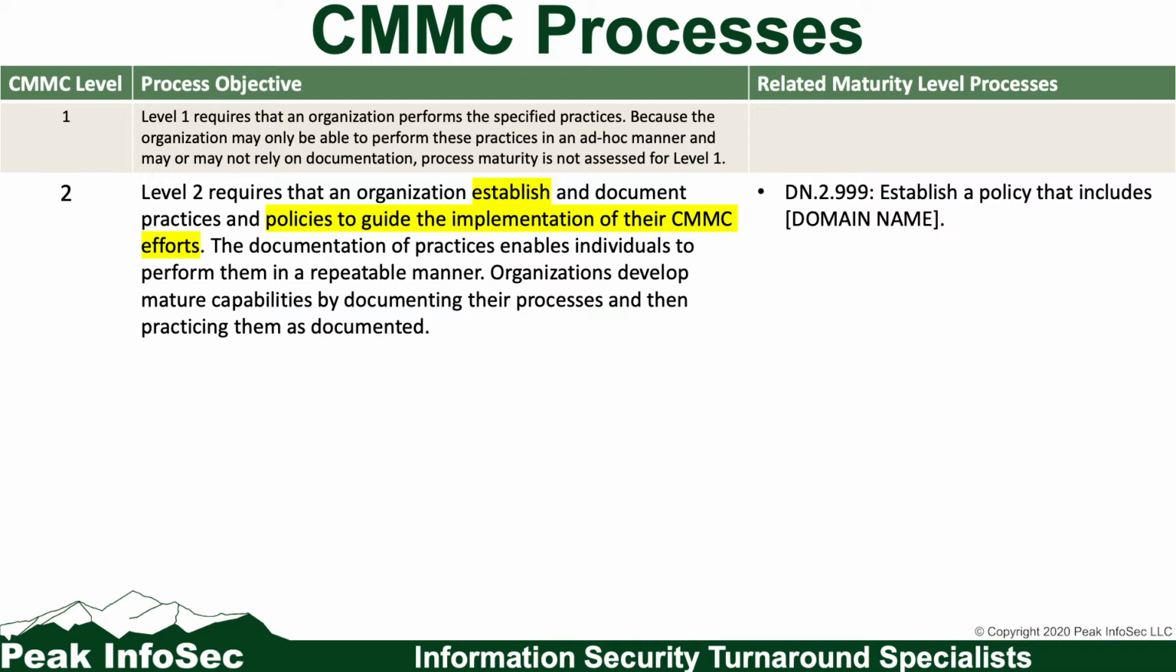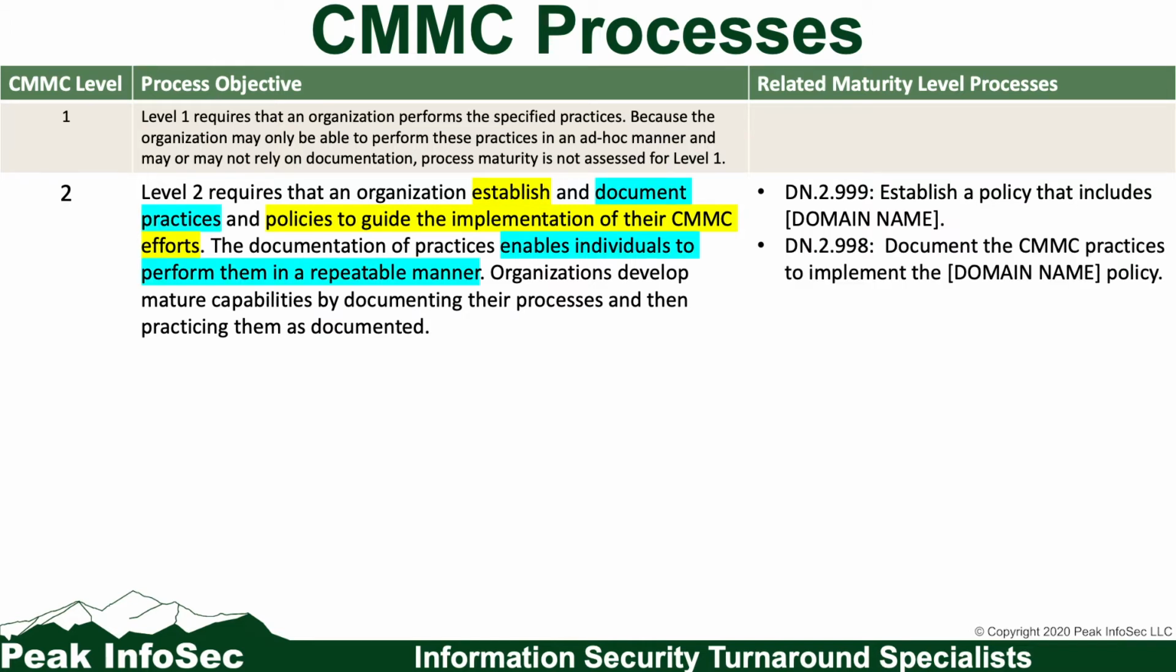When we look at the next maturity level process, you're required to document the CMMC practices to implement that policy we just published up above it. Now, the key thing here to look at is it enables those individuals to perform those practices in a repeatable manner. Ad hoc practices will always exist. Some things will still be done on pen and paper. That's okay. But the key thing here, if it can be done repeated, you need to document it.